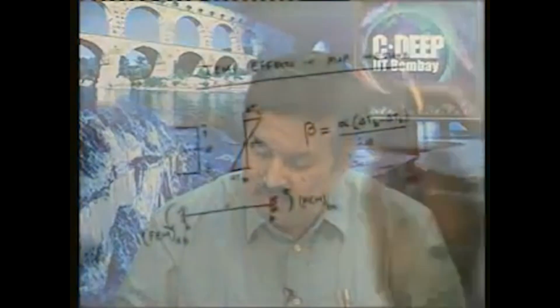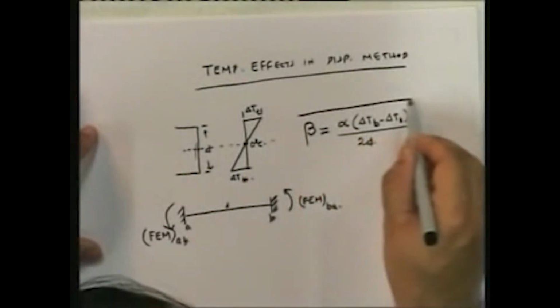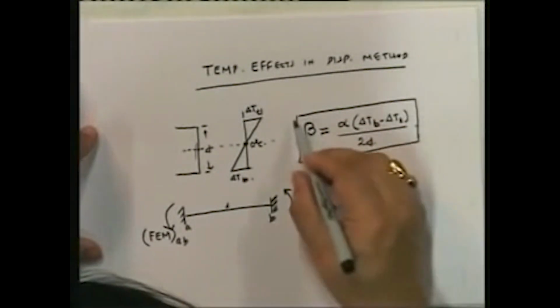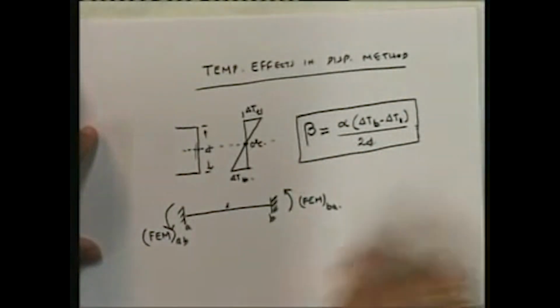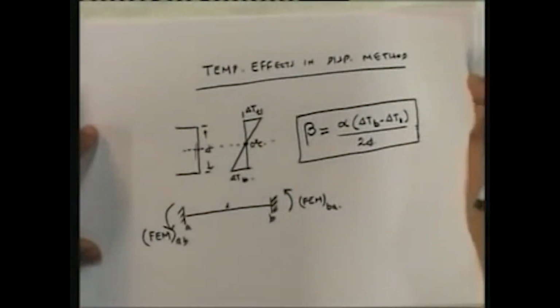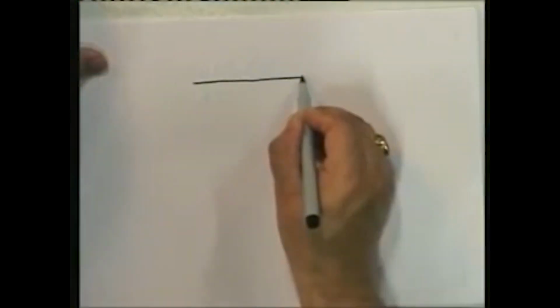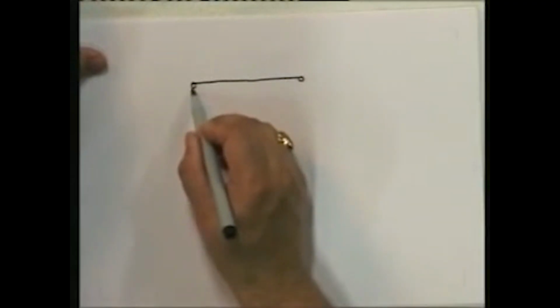Now let us take, I'm going to solve it for the simple case. Now this is the curvature induced. So how do I find out the fixed end moments? If you remember, the way we found out the fixed end moments was by going back to first principles.